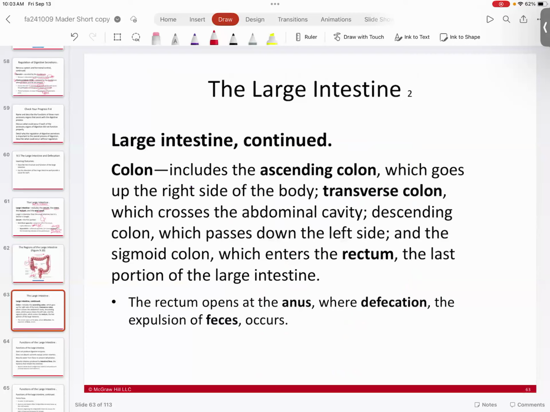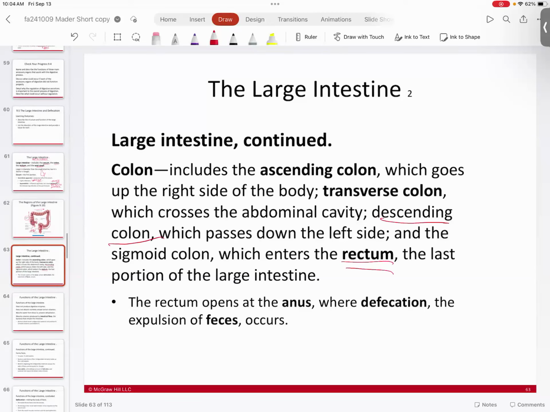So you have your ascending, transverse, descending, and then the rectum. I'm not sure why they didn't bold out the descending piece here, but I'll go ahead and underline that one for you. And so after it goes through that process, it enters into the rectum, which stores your feces until you're ready for elimination. And then you have to relax your anal sphincters, another set of sphincters closing your anus, so that you can actually get the elimination of the feces itself.